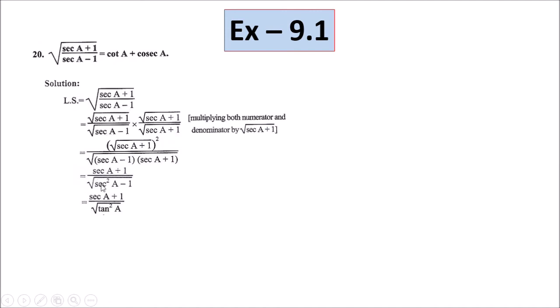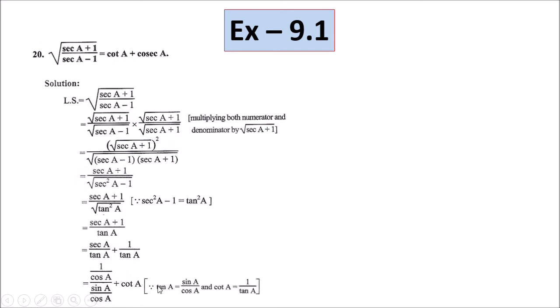So sec square a minus 1 equals tan square a, and root over tan square is there. So root over and square are gone, just tan a is there, and (sec a plus 1) by tan a. So I can write sec a by tan a plus 1 by tan a, which is cot a. But here 1 by cos a, I transform using the formula 1 by cos a, and tan a equals sin a by cos a. So this is the formula.